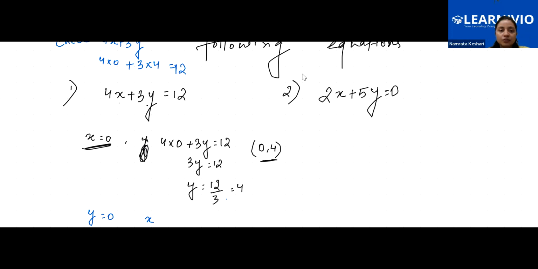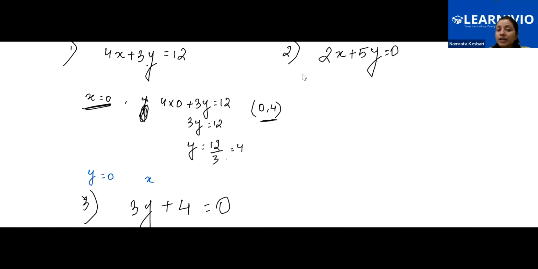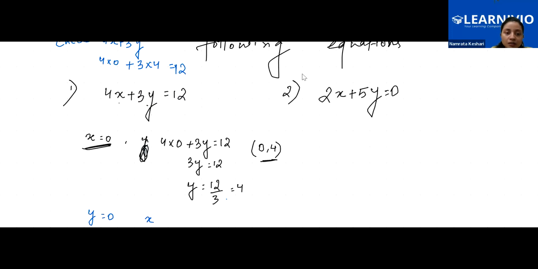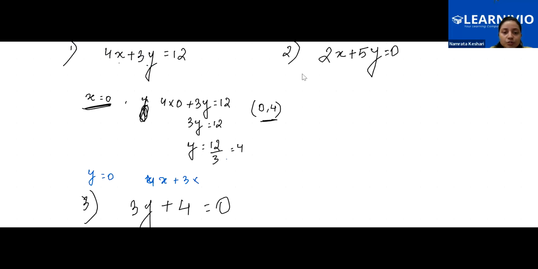3. Let's check it. When we substitute y as 0 in this equation, 4x plus 3y is equal to 12, we will be left with 4x plus 3 into 0 is equal to 12. If you solve it, you will get 4x is equal to 12. That means the x value will be 3. When we have taken y as 0 by ourselves, we got x as 3.